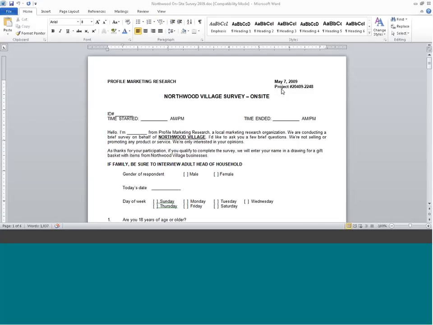So say you do a lot of work for a particular company, you wouldn't want to just go by the company's name as a way to find the information on this project, because you may invariably pick up the wrong information. So that's why everything has a project number. This one has a project number of 2409-2248. I don't know why they have such an elaborate system, but this company's been around a long time. The company is Profile Market Research.